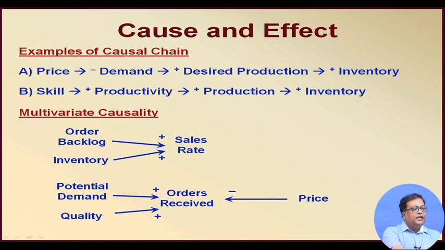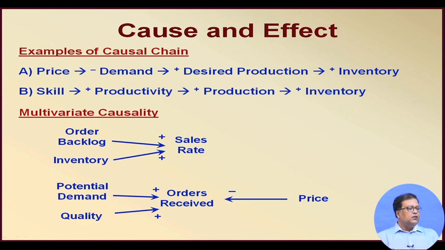But when you have a chain, the chain may behave differently. You see, more price, less demand. But if you have less demand, will it be more desired production? No, it will be less, because there is a plus. As demand decreases, desired production will decrease also. Similarly, less desired production, less inventory. So, if you read the entire causal chain, then more price, less inventory. Similarly, between skill and inventory. So, we can have multivariate causality also.